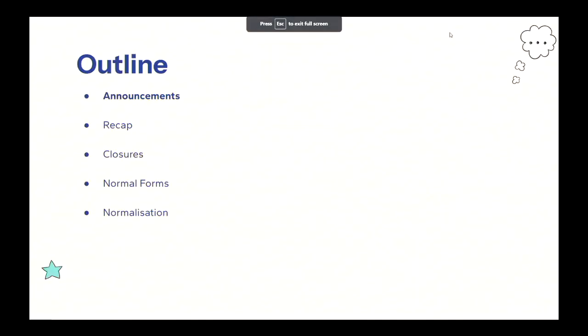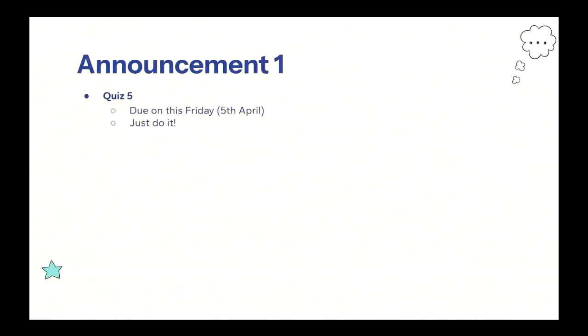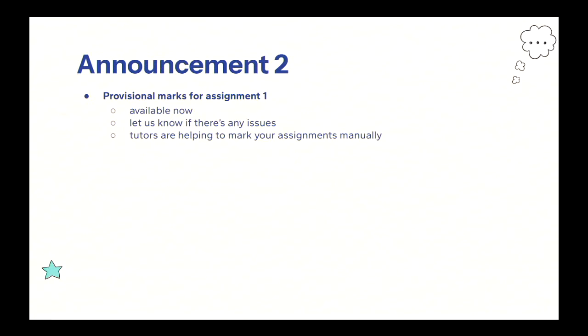So this is today's outline. We will go through some announcements. We will have a quick recap of what we learned in our last lecture. And we will learn three important concepts: closures, normal forms, and normalization. The first announcement is about quiz 5. The due date is this Friday, tomorrow. So please just do it.